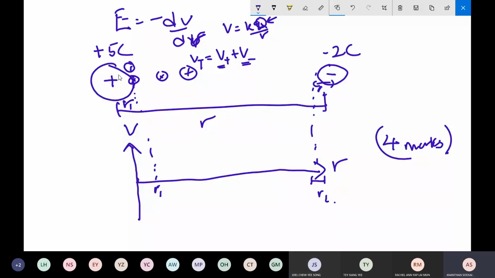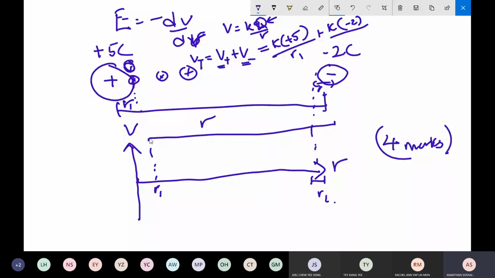V positive means the potential caused by this positive charge, positive 5 coulomb. What is the potential caused by positive 5 coulomb at this point? It is KQ over R. Let me expand this. The V positive is K times positive 5 over R1, the small one, plus the V negative. The potential caused by the negative charge is K times negative 2 coulomb divided by which R? The R from this point to here, the R2.